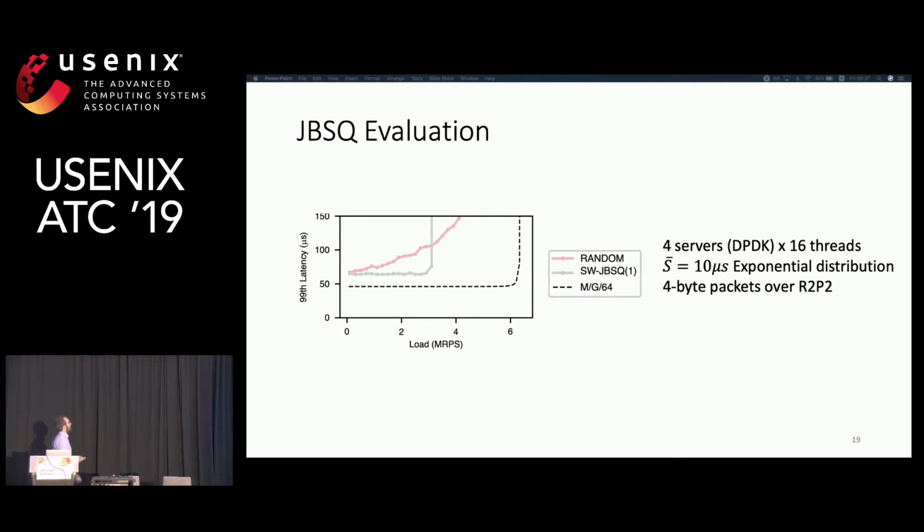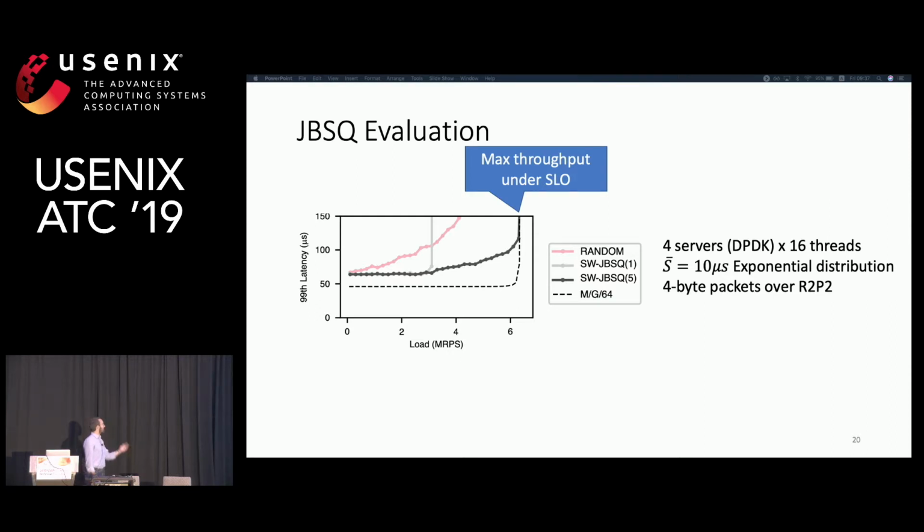So first, we deploy our systems, our software approach with 1 outstanding request. And here we can make 2 observations. The first one is that we achieve lower tail latency, so we're closer to the central queue model, but we cannot scale throughput because there is not enough concurrency. So let's increase the number of outstanding requests. We increase the number of outstanding requests to 5, and what we see here is that we can get the maximum throughput as it's predicted by queuing theory under the tail latency SLO.